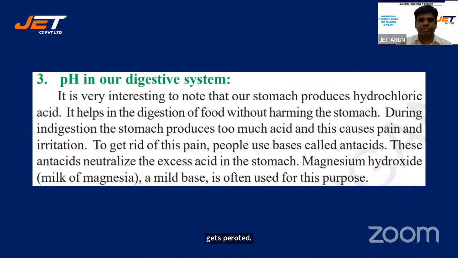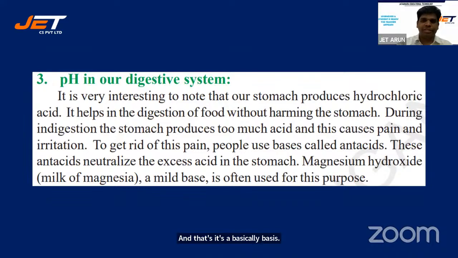In our digestive system, our stomach produces hydrochloric acid, students. It helps the digestion of food without harming the stomach. During indigestion, the stomach produces too much acid, and this causes pain and irritation. To get rid of this pain, we use antacids. They are bases. Antacids are basically bases.